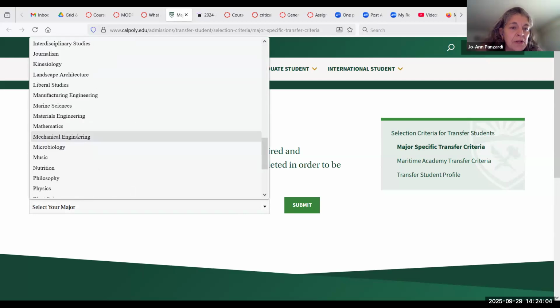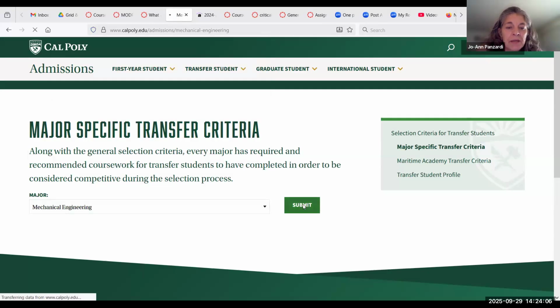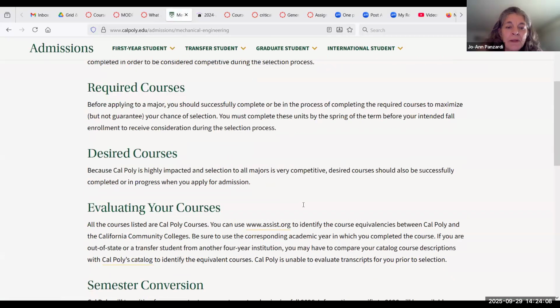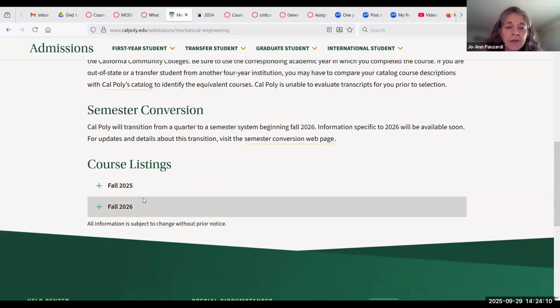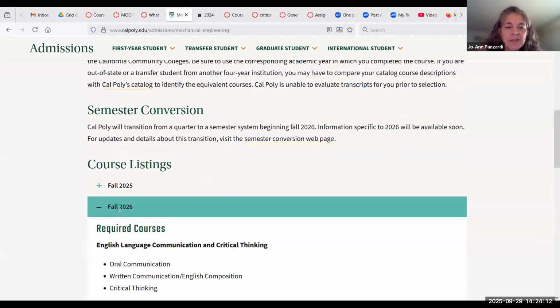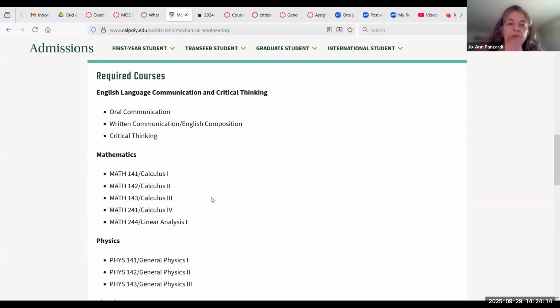So there's mechanical engineering and I'm going to click submit. So what Cal Poly allows, I'm going to click on, let's just say fall 26. What they're doing is they're listing courses that if you don't have them, they're not going to accept you to Cal Poly. This is like the minimum to get in. And they write the minimum because they're trying to accommodate those students who are at a community college that don't have engineering or don't have much engineering.